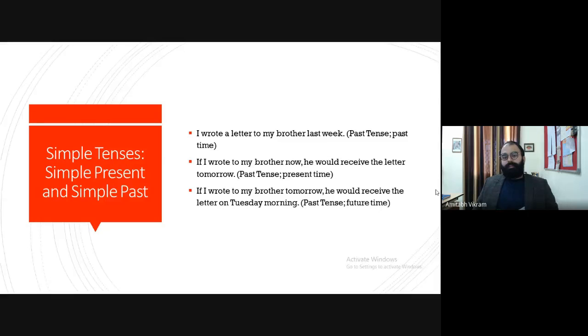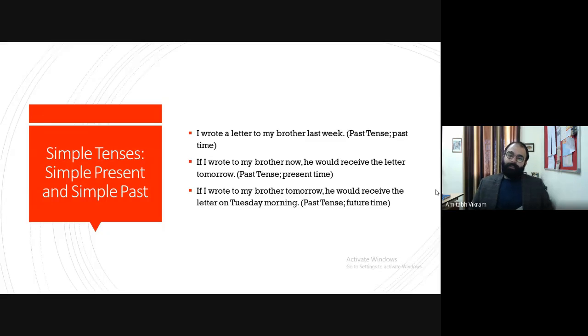Now we will discuss some examples in past tense, and we will see whether this past tense indicates past time also, or it indicates present time or future time as well. I wrote a letter to my brother last week. It is an example of simple past, also known as past indefinite. But the time is also past time because we are talking about an event that is completed. We are talking about some activity that we did last week. I wrote a letter to my brother last week. So here there is a one-to-one match, and there is no problem in understanding: past tense is equal to past time.